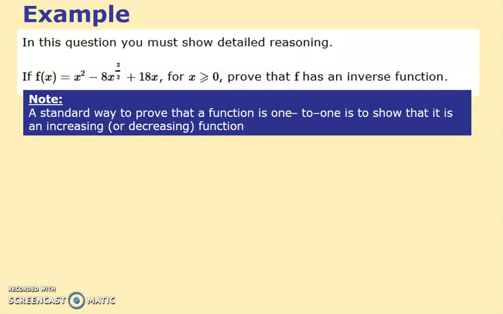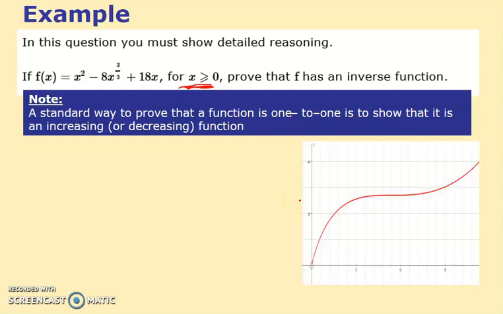So I've got this function, which is a bit more complicated than we're used to, and it's got some restriction: x is greater than or equal to 0. Prove that f has an inverse function. Now, something I've not shown you before, this blue box says a standard way to prove a function is one-to-one is to show that it's increasing or it's decreasing all the time.